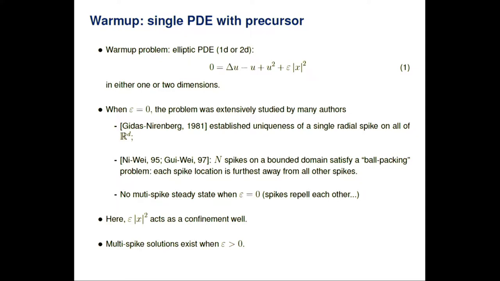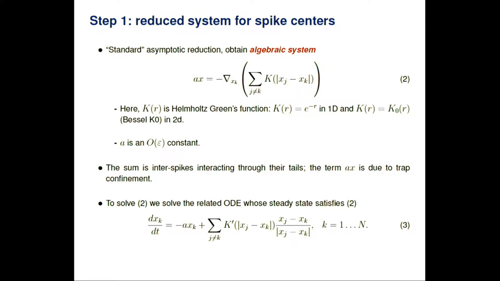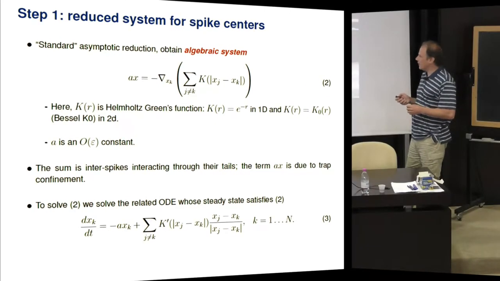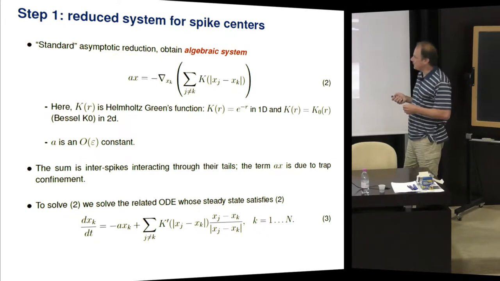Here, we just put this kind of confinement term, and then you have multiple spikes. Then, with a relatively standard calculation, a standard asymptotic reduction, using a solvability condition, etc., you obtain a reduced system for the spike locations. So rather than solving the full PDE, it's enough to just look at where the spikes are located, and call their locations x_j in 2D.